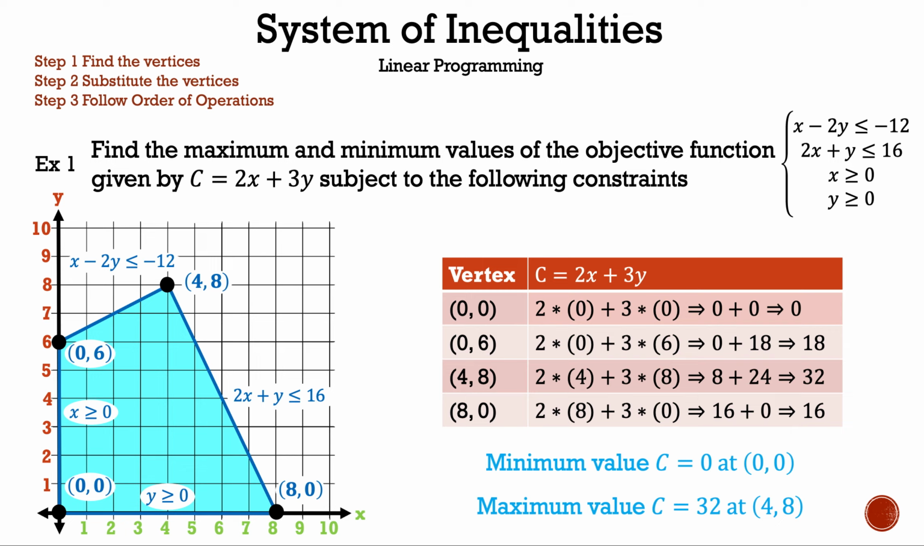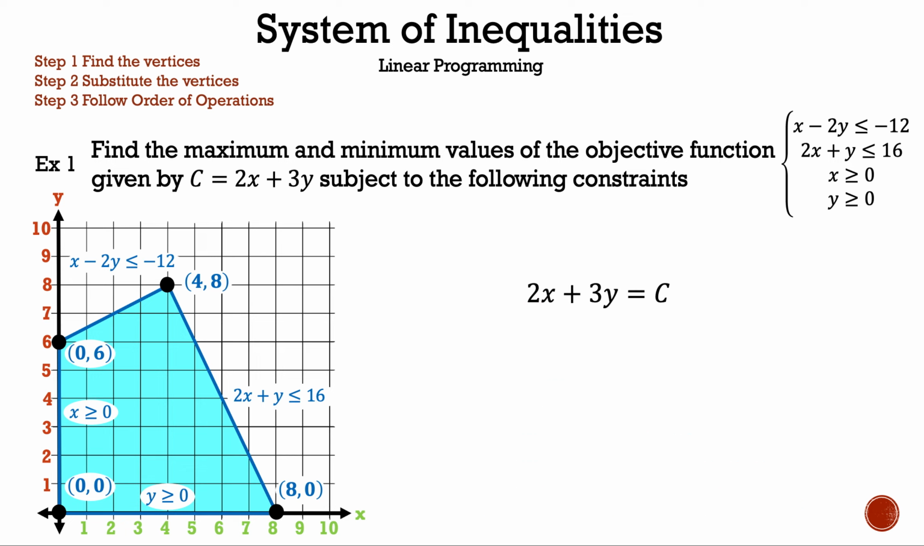Before we sign off, let's look at something cool by taking a closer look at our given equation. 2x plus 3y is equal to C. Let's solve for y. So let's subtract 2x on both sides and divide each term by 3. So now we have y is equal to negative 2/3 x plus C over 3.